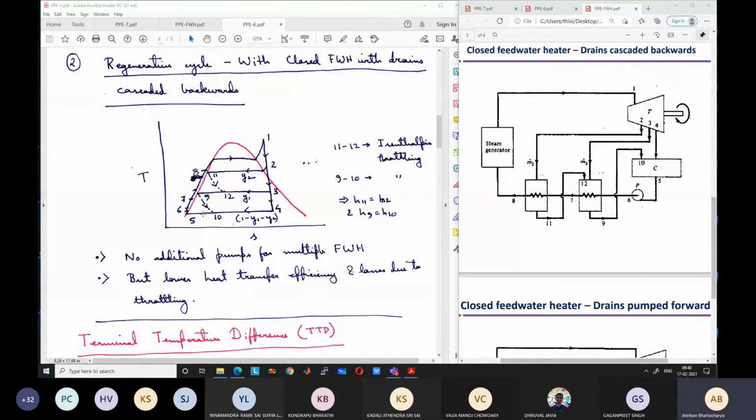Generally, we will see later that when we have regenerative cycles, there is a mixture of different types of stages, but the last stage is never with drains cascaded backward because of this excess energy being lost. The other stages can have drains cascaded backward, but the last stage does not, because the energy in the steam is lost.